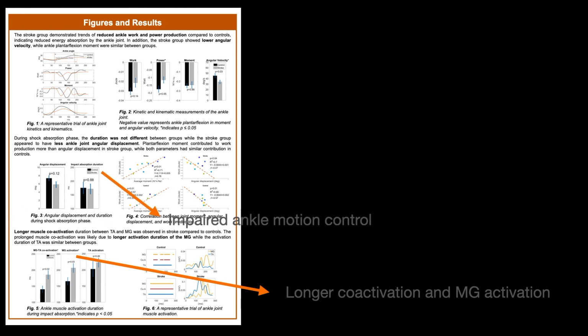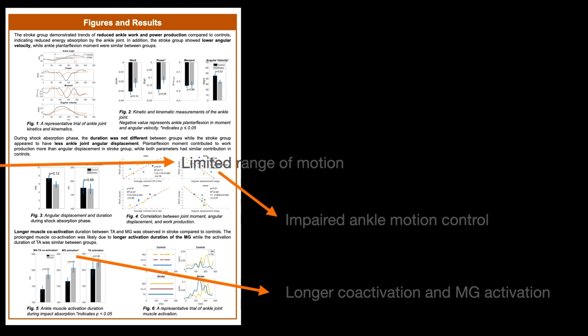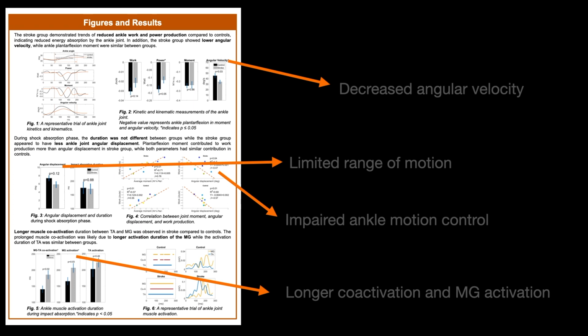Based on our results, it's likely that abnormal ankle muscle activation, especially in the plantar flexor, is affecting the control of joint motion, which limits the amount and speed of dorsiflexion during the impact absorption phase. Eventually, the rate of energy absorption in the ankle joint was restricted among post-stroke individuals.